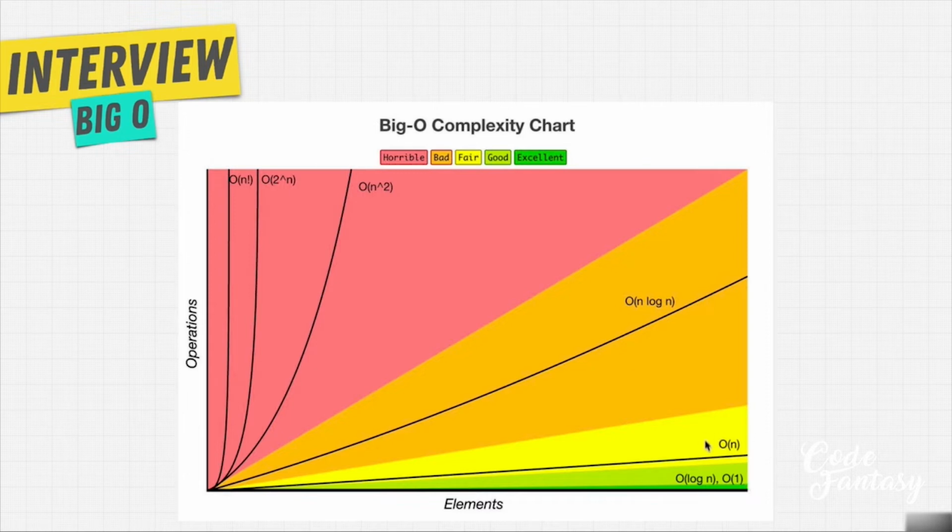Okay, so we've learned about linear time, O of n, and then constant time, O of 1. Let's do a bit of a fun exercise to really solidify our knowledge here.